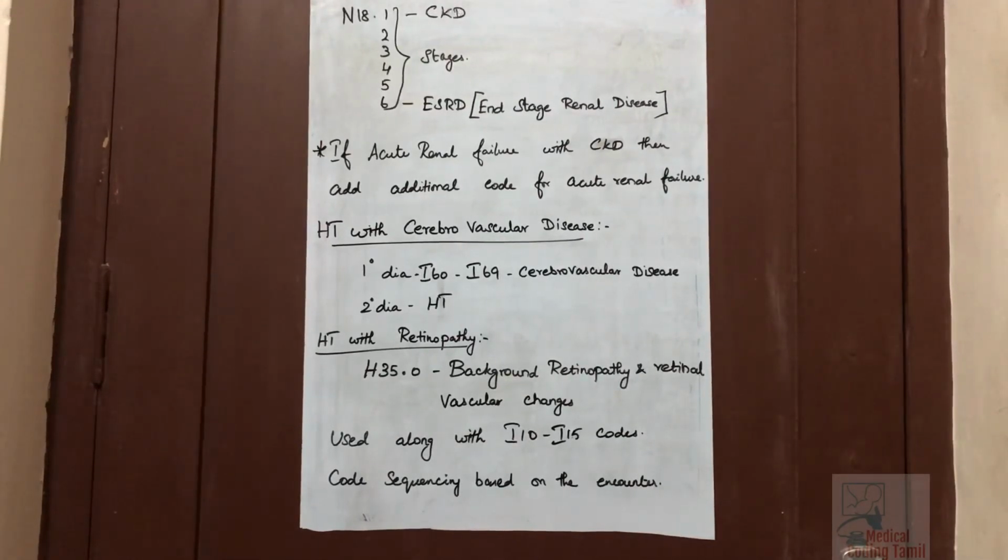The next topic is hypertension with cerebrovascular disease. The principal diagnosis is I60 to I69 category codes, which is for cerebrovascular disease, and the secondary diagnosis is hypertension. And the next topic is hypertension with retinopathy, which is H35.0, background retinopathy and retinal vascular changes. This code is used along with I10 to I15 category codes. The code sequencing is based on the encounter of admission or encounter of patient visit to doctor.